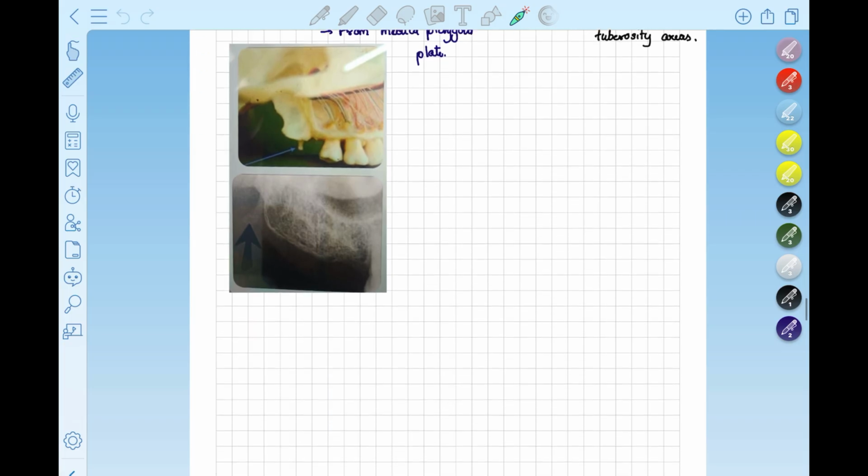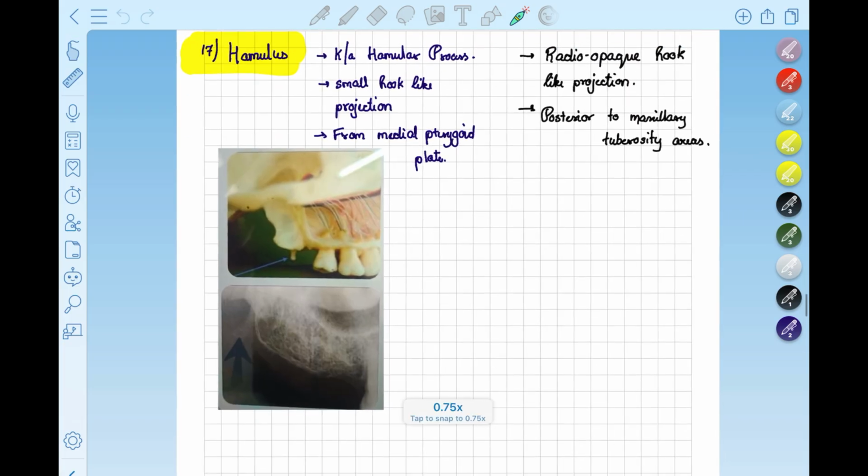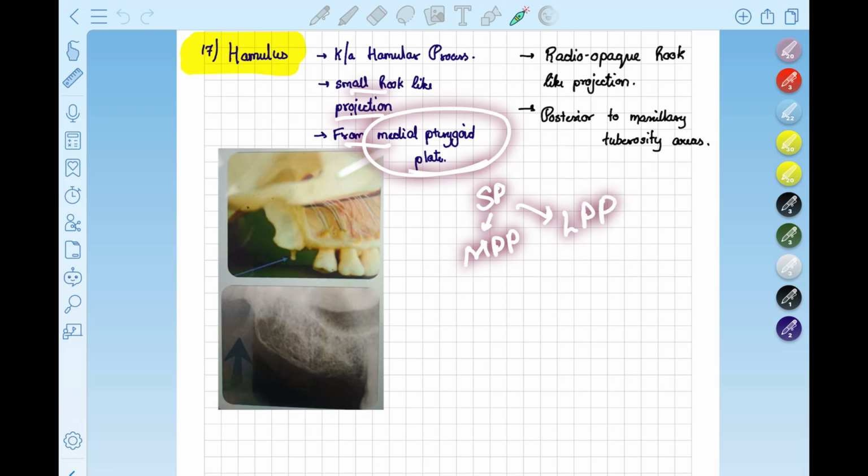The last part is the hamulus. The last structure we can see in the maxillary IOPA, which is of clinical importance, is the hamulus, also known as the hamular process. It is a small hook-like projection from the medial pterygoid plate. As we have seen, the sphenoid bone is differentiated into the medial pterygoid plate and the lateral pterygoid plate.